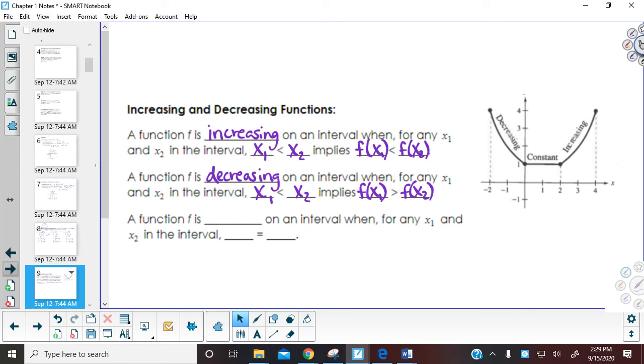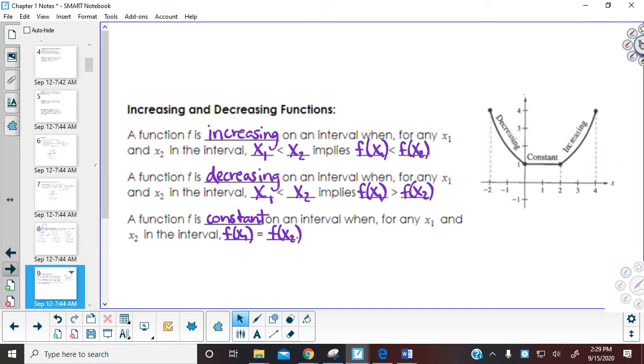And then a function is constant. So it's not increasing or decreasing, it's constant, for an x sub 1, x sub 2 in the interval where your values are going to be. So let me just talk through this real quick. So those are your fillings.